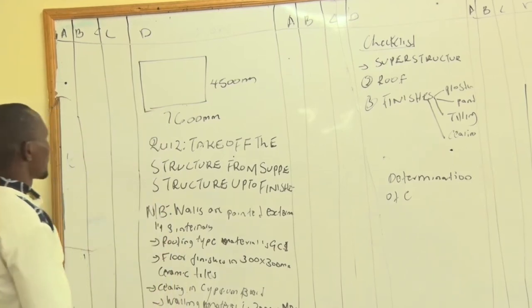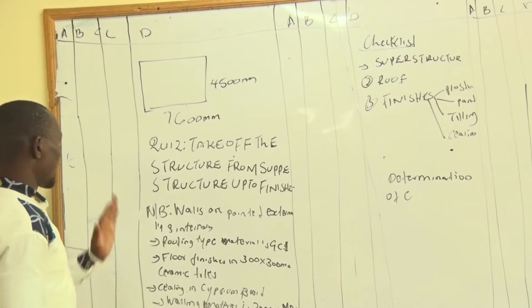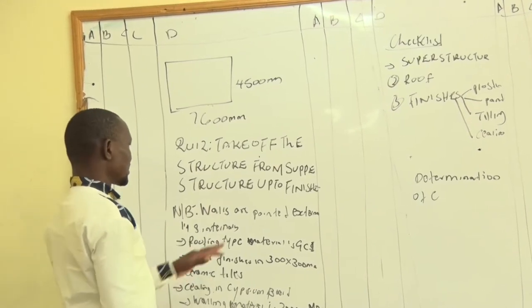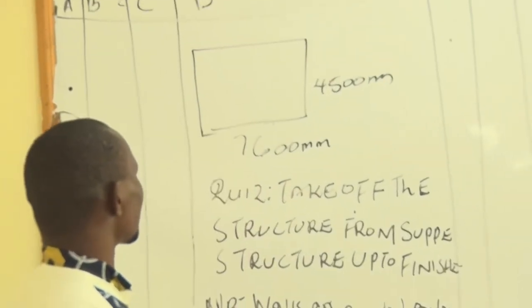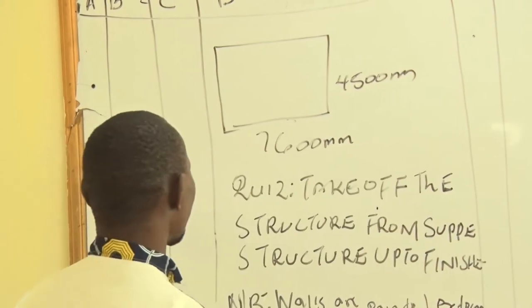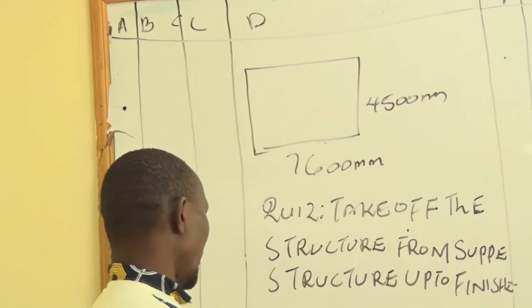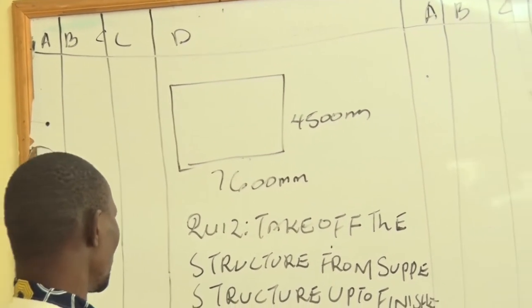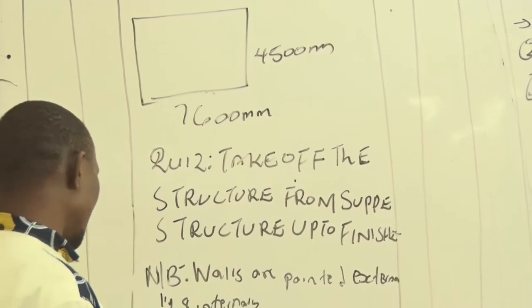So good morning. Today we want to take off the superstructure, finishes, and the roof using this plan we are given. If you look at this plan, the external length is 7600 millimeters and external width is 4500 millimeters. If you look at the notes, we are told that walls are painted externally and internally.